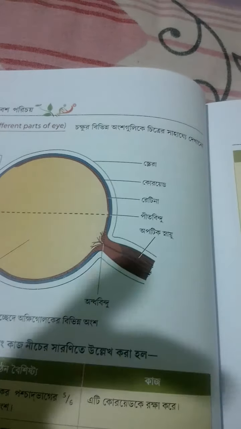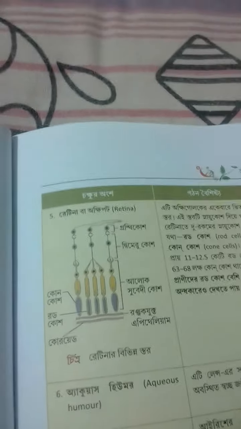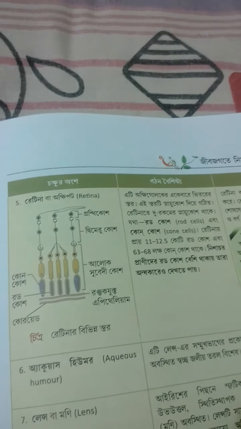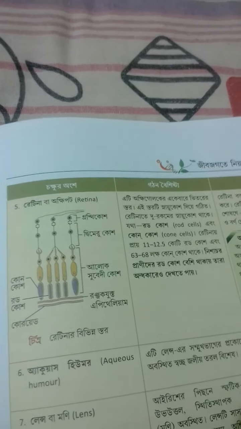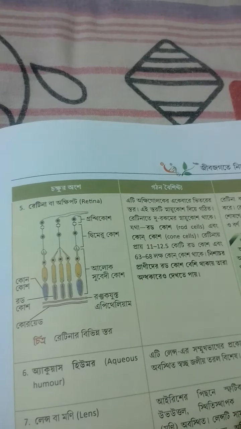Now I come to the point, retina. Basically I wanted to discuss the cornea, which I have mentioned, and now I want to discuss the retina. It contains two types of nerve cells, basically rod cells and cone cells. If you see that picture representation, then you can find out there are 11 to 12.5 crore rod cells, whereas 63 to 68 lakh cone cells are present.